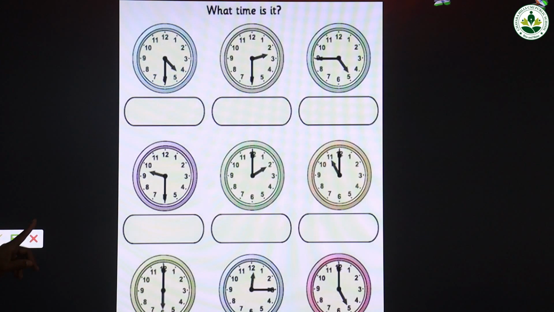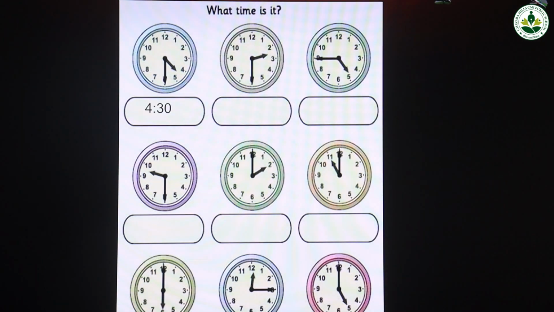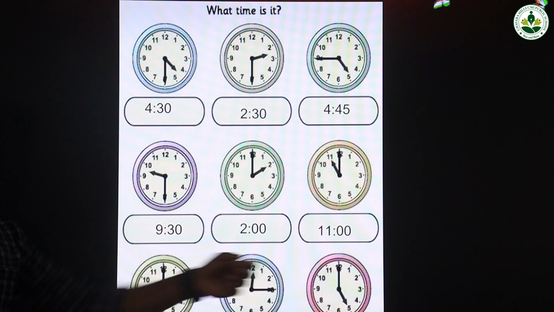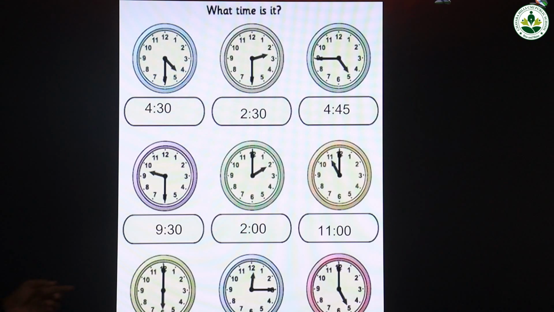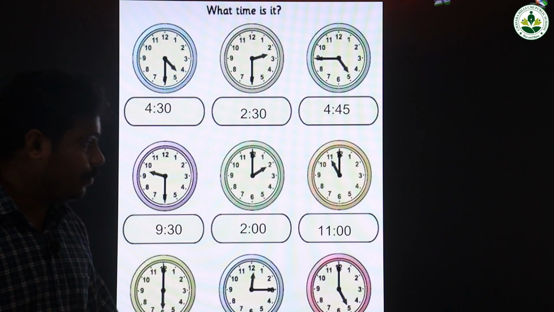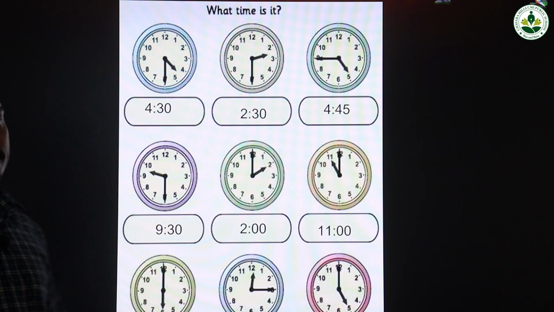Once more. The first one shows 4:30. Second one 2:30. Third one 4:45. Fourth one 9:30. Fifth one 2 o'clock. And the sixth one 11 o'clock, 6 o'clock, 12:15. And the last one, that is 5 o'clock. So in this way we write the time.